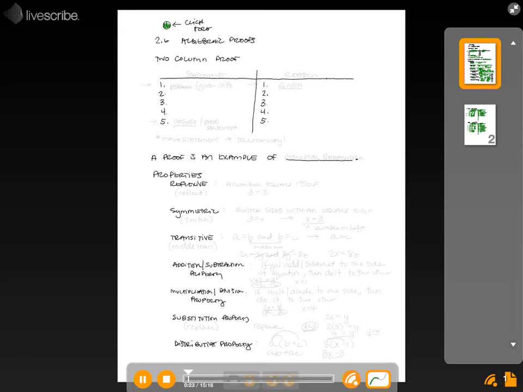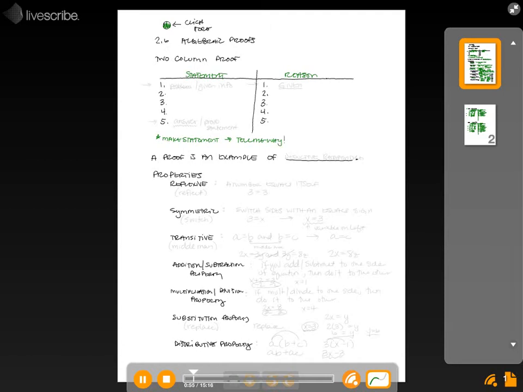Now these two columns have names. The first one is always the statement column, and you need to label these. Okay, statement column. And the second one is the reason column. Now the big idea for a proof is that whenever you make a statement, you need to tell me why you're making that statement. So we need to give a reason for it. You make a statement, then you're going to tell me why. Why is that true?